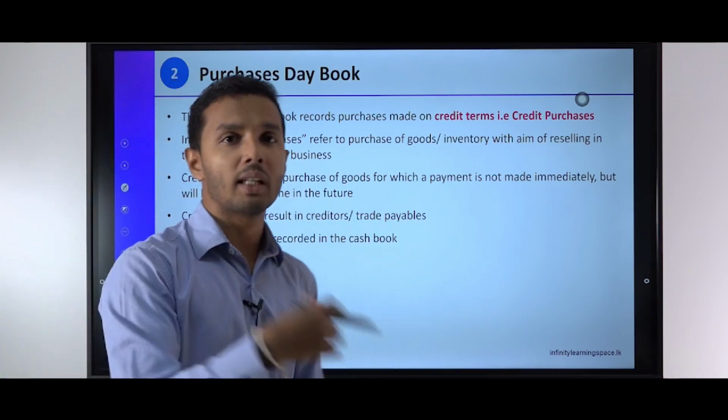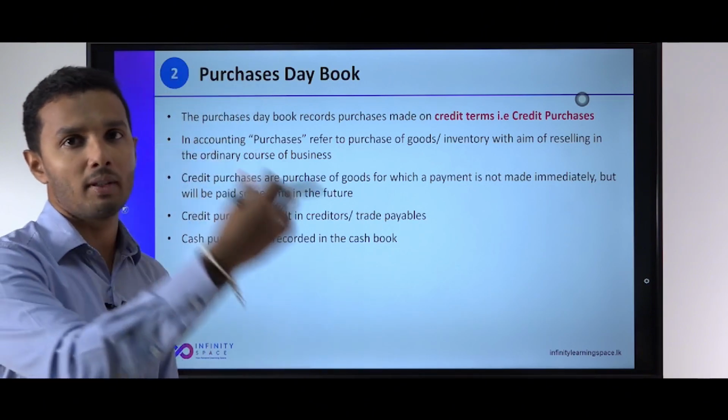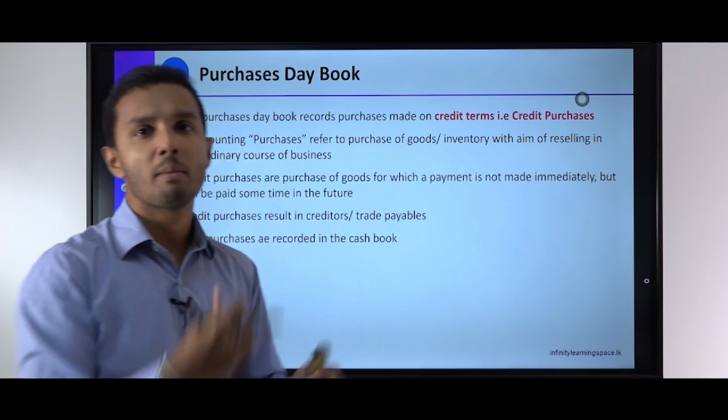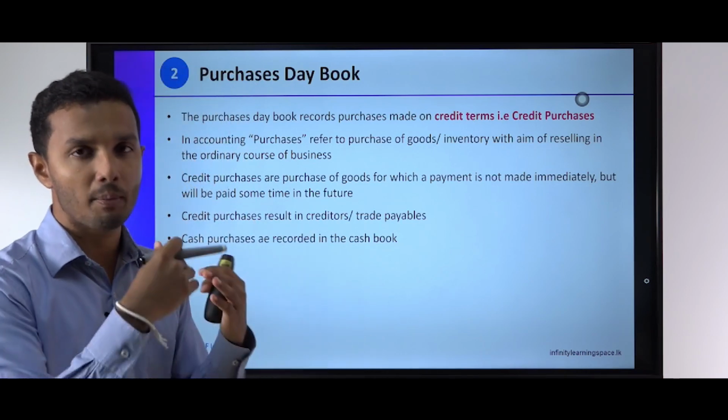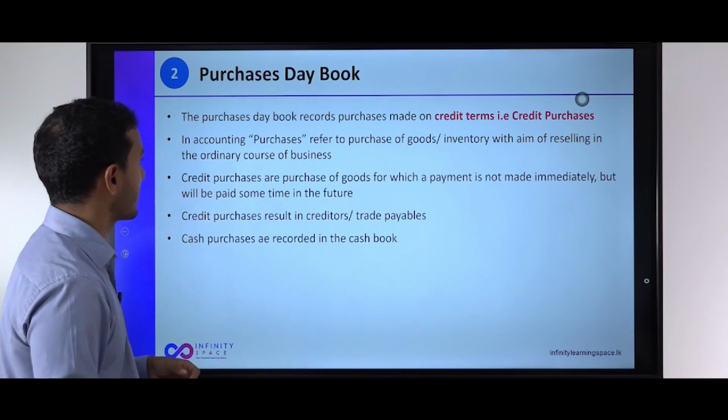We can pay for that immediately or we can promise the supplier to pay sometime in the future. That's called a credit purchase. We have purchased but we have not paid for it immediately. We have promised to pay for it in the future. That's called a credit purchase.